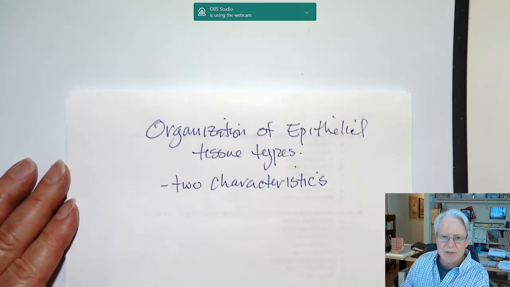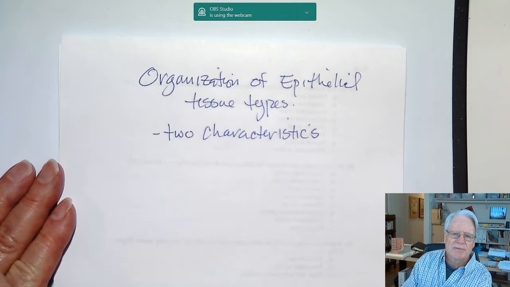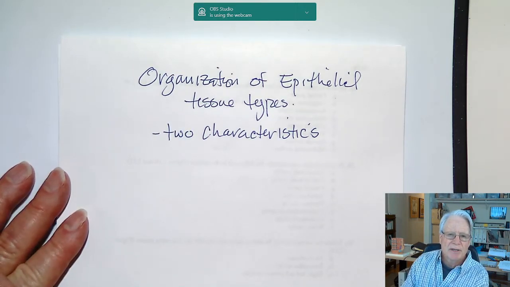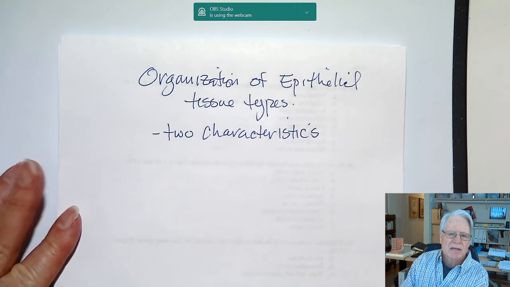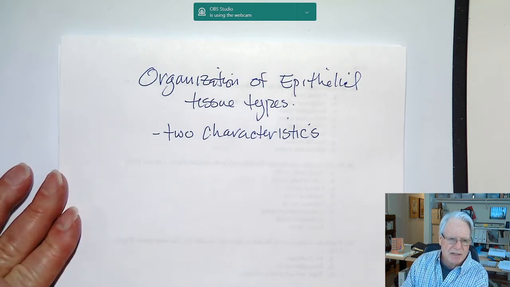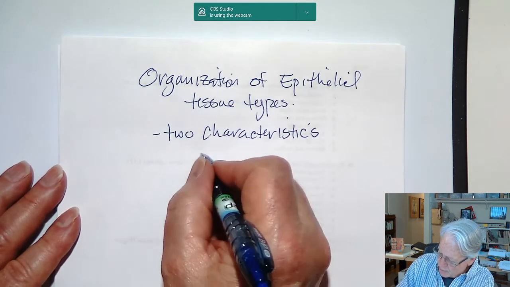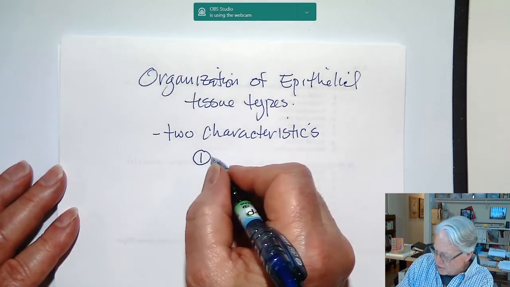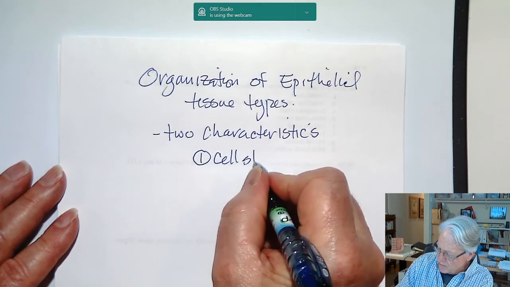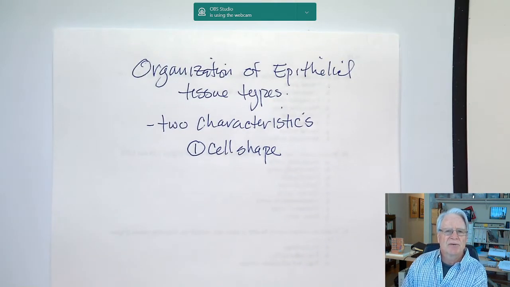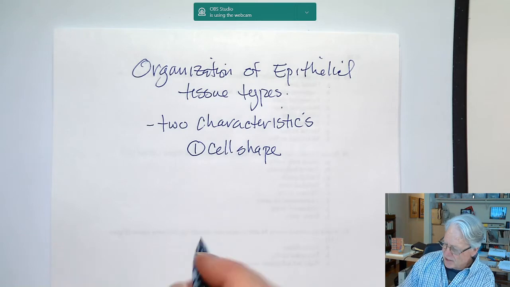So two characteristics are going to be used to identify the various different types of, and I must emphasize, this is lining and covering epithelium. This is not a discussion of glandular epithelium at this point. So number one is going to be cell shape. What are the shapes of the cells? And they happen to fall out into a number of different very discrete and easily recognized shapes. So cell shape, okay, that's one characteristic.